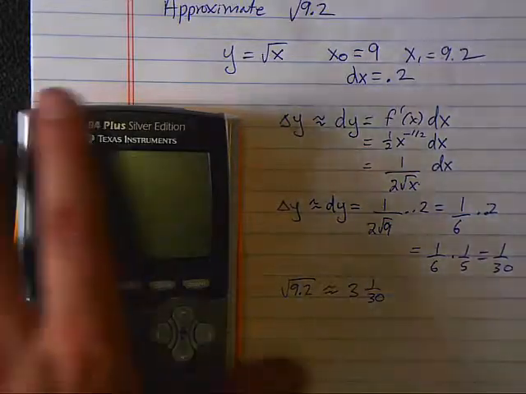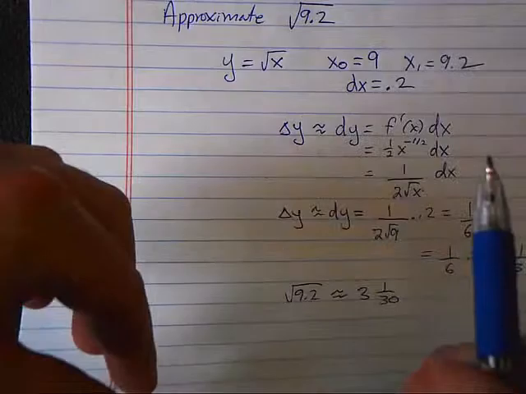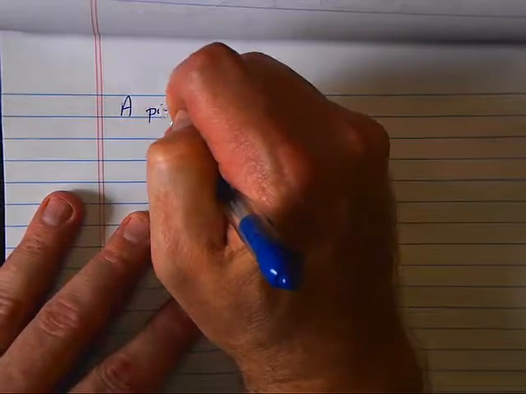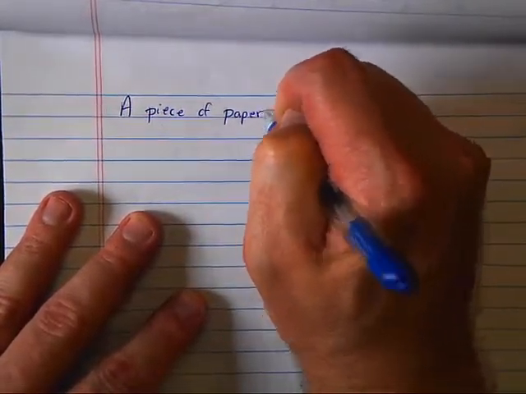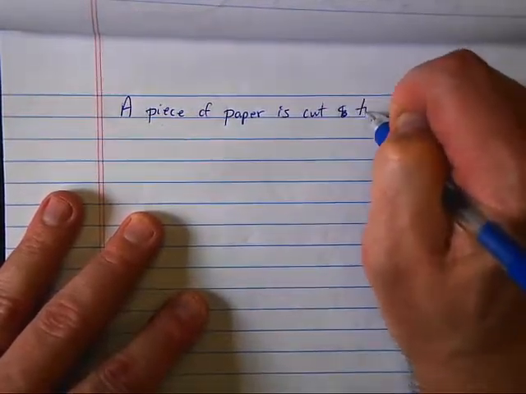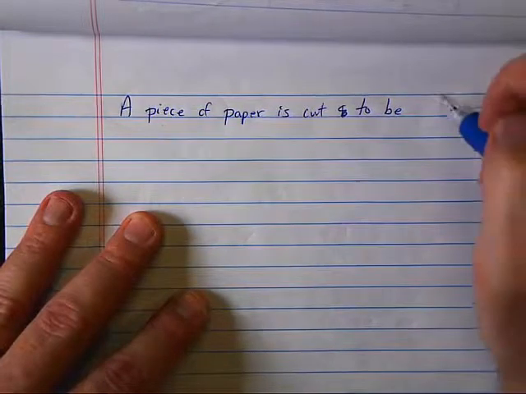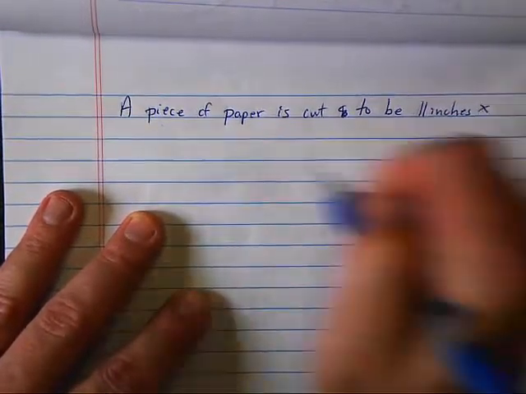All right. Last sort of question you'll see in this section. A piece of paper is cut to be 11 inches by 8.5 inches.